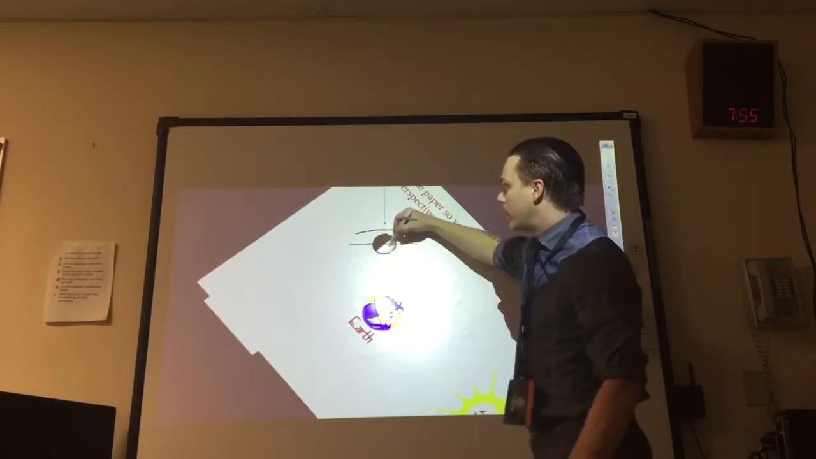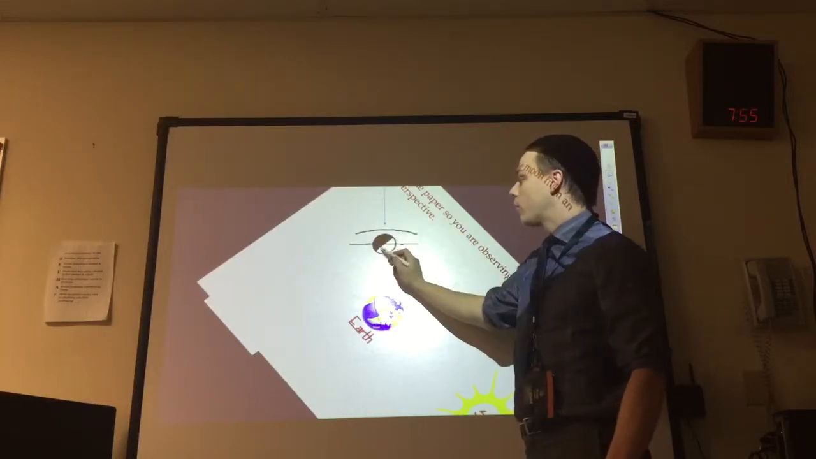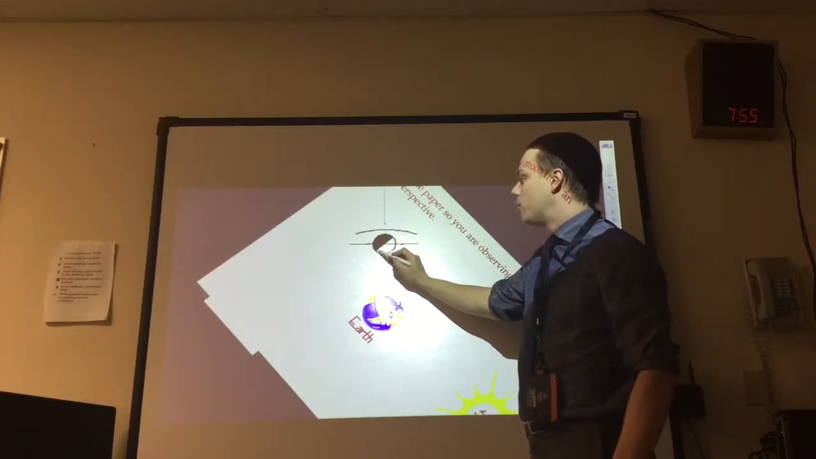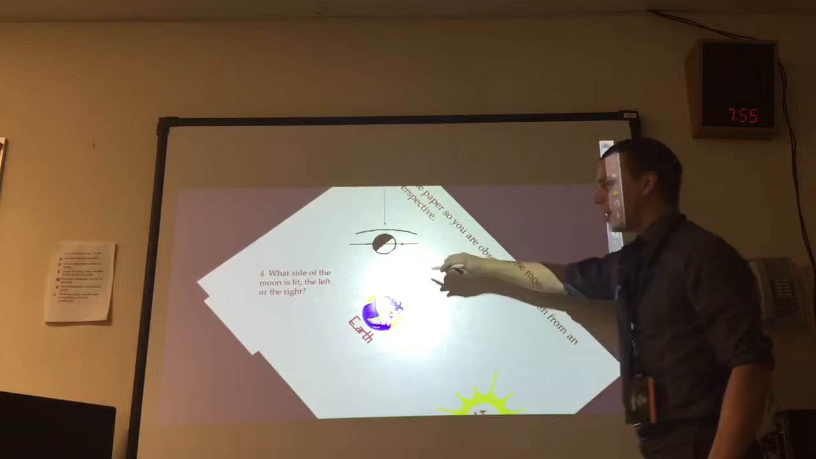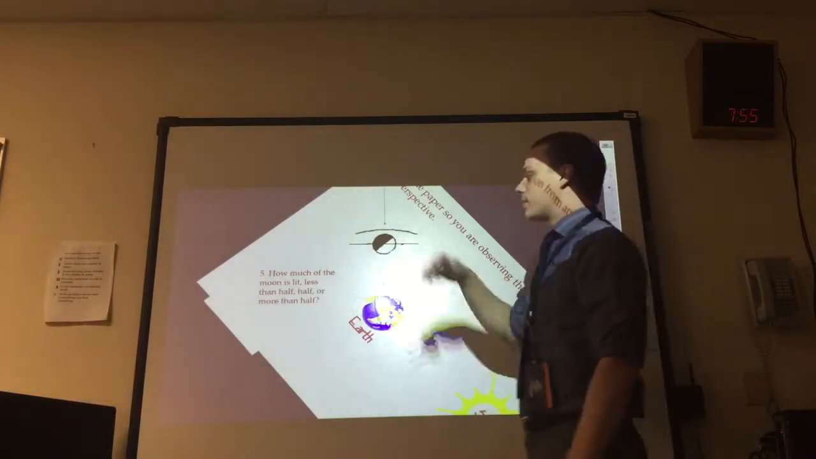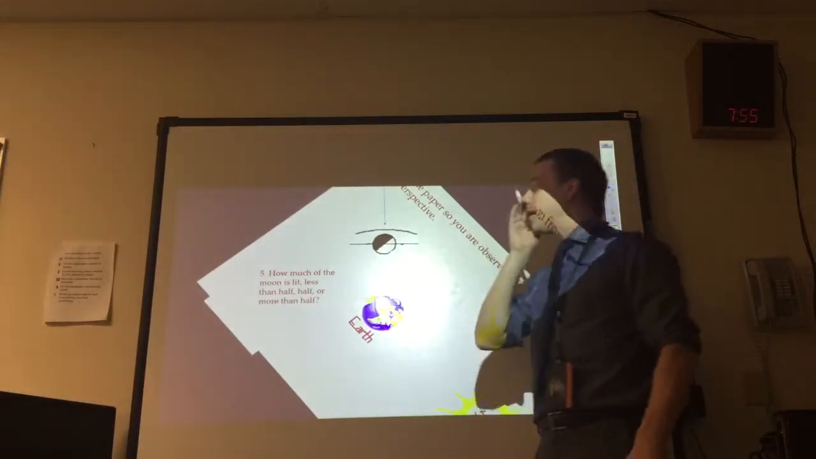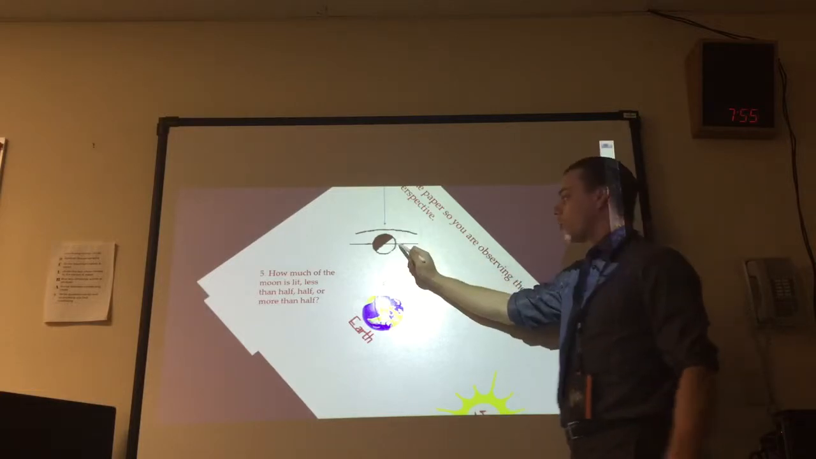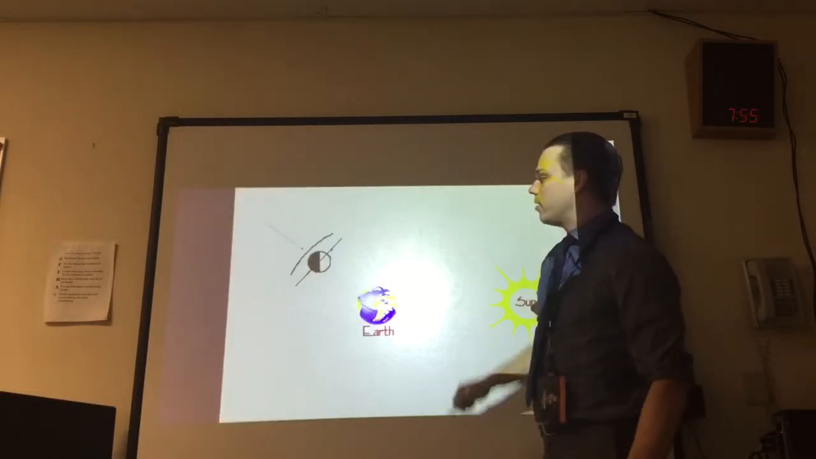Is it going to be less than half lit, or is it going to be more than half lit? In this case, it is more than half lit. So what side of the moon is lit? The left or the right side? Is it less than half lit, or more than half lit? We're more than half lit, and it's the right side.